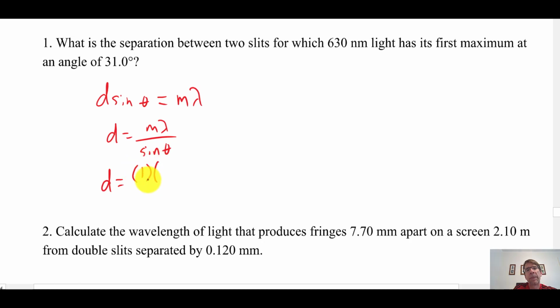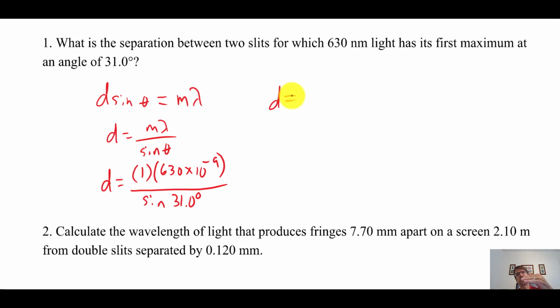Straightforward plug in. Wavelength 630 nanometers. Remember, nano is times 10 to the negative ninth. Divided by the sine of the angle, sine of 31.0 degrees. So let's just plug it in your calculator. So what is the separation for the two slits? If it was 50 slits, that's how far apart each of them are. So it's the slit separation.